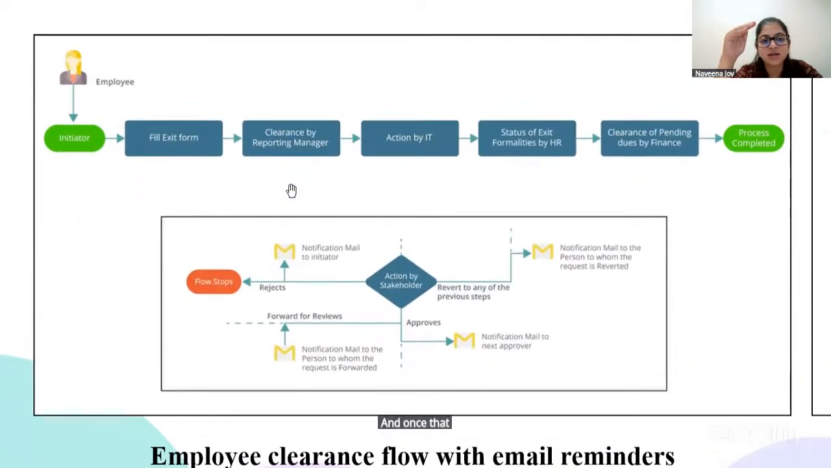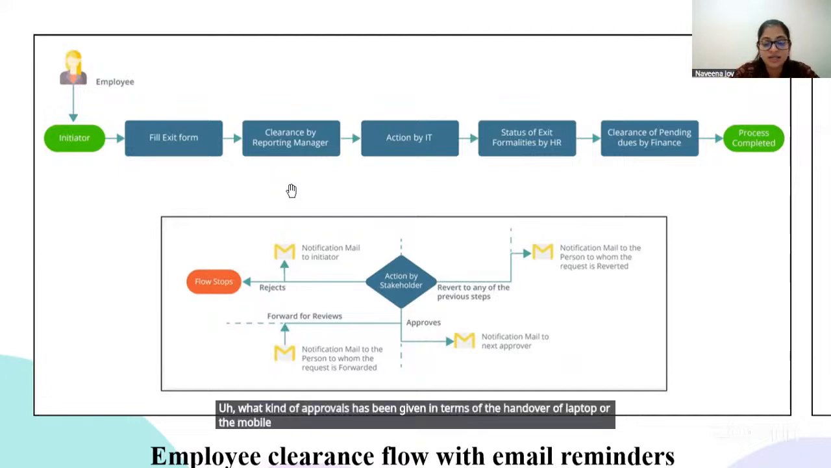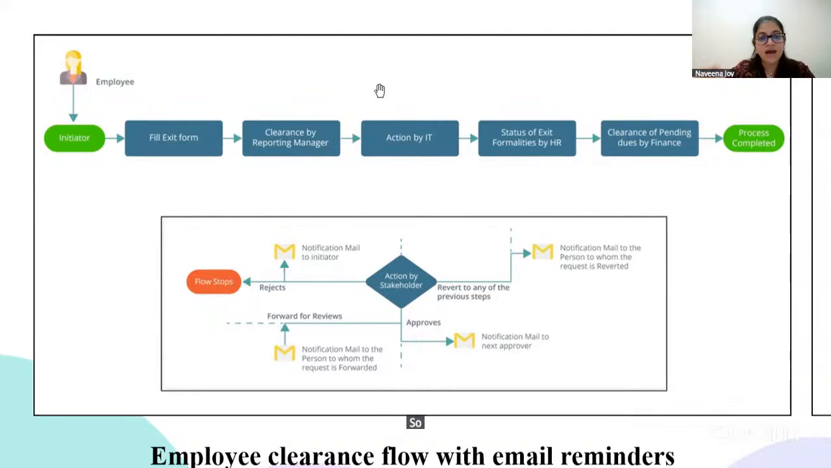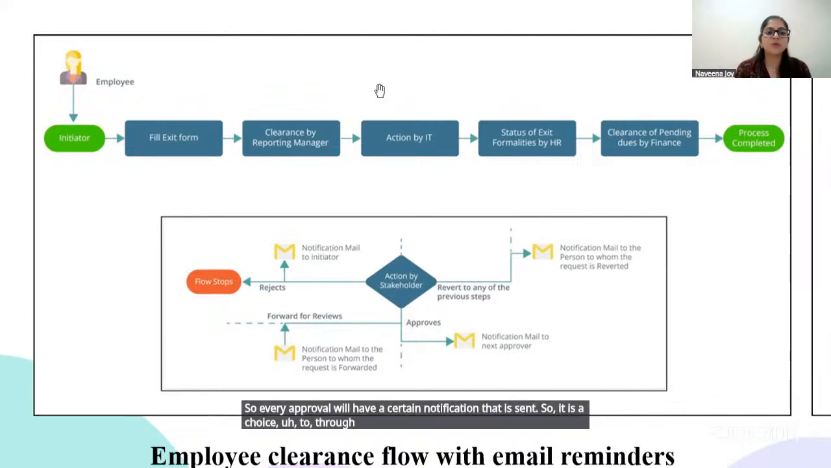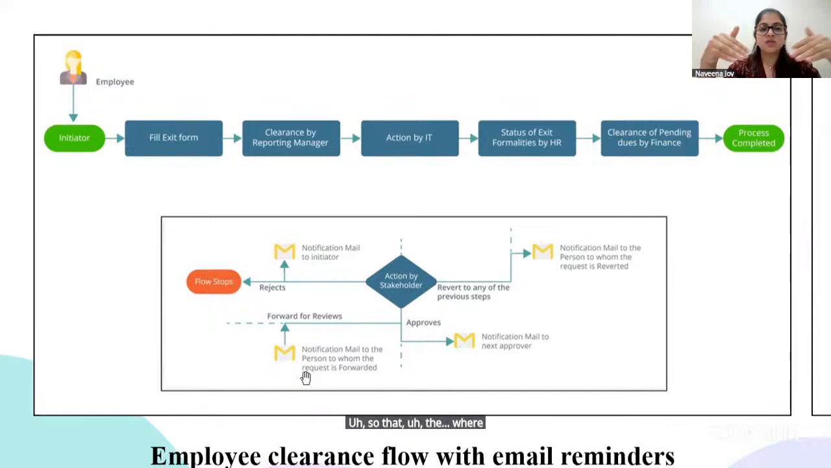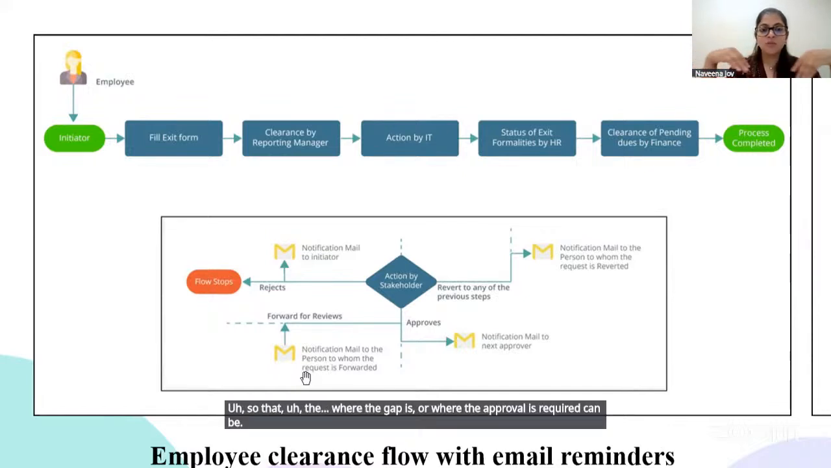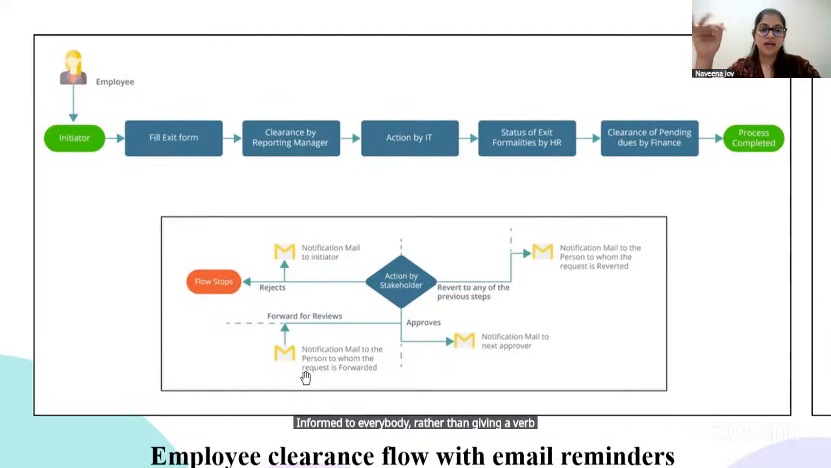Once that gets approved, it goes to the IT department, and the IT department also approves the handover of the laptop or the mobile phone. So each department will have certain approvals, and every approval will have a notification that is sent. Through these software tools, it is a choice whether you want to give it to the employee or just internally send it to the managers, so that everybody is informed where the gap is or where the approval is required, rather than giving verbal approvals and getting into calls.